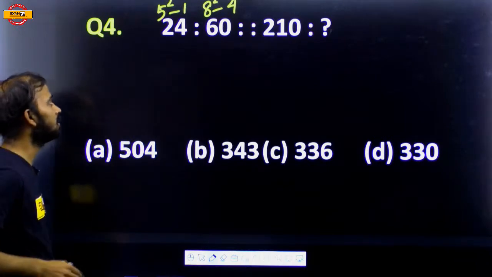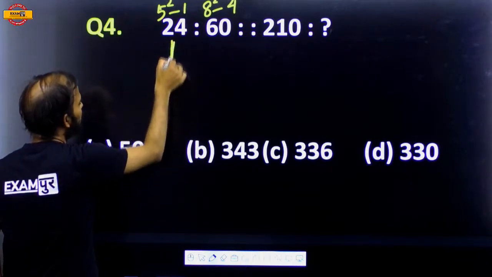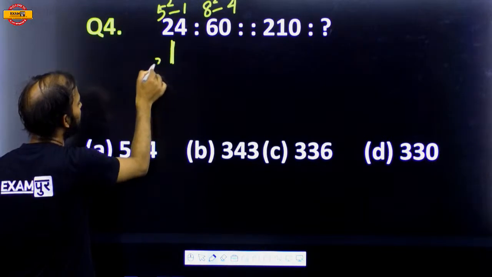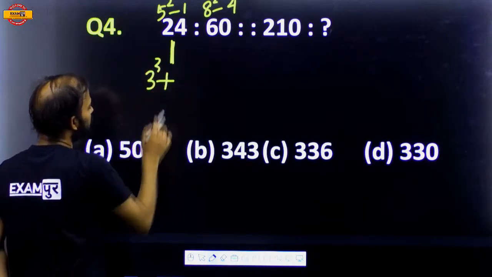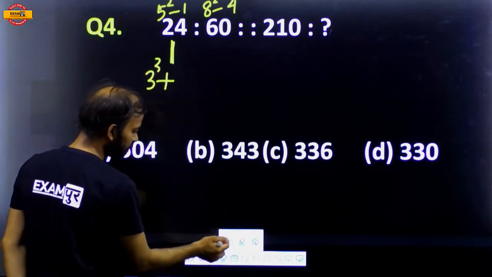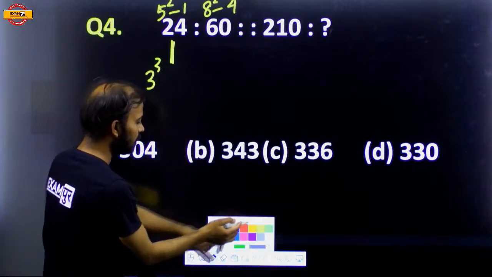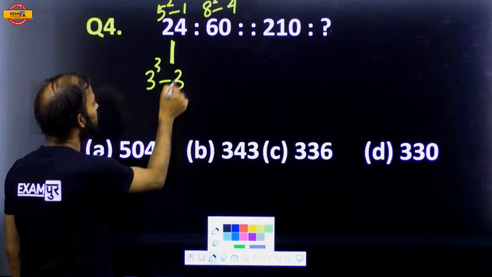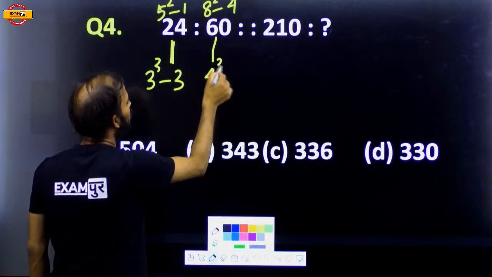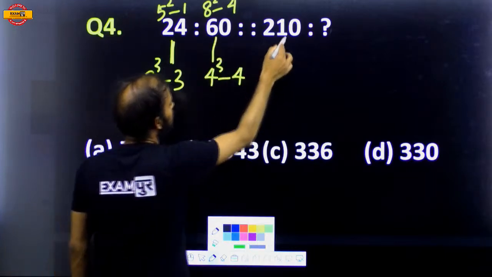What will be the answer? And 24 can also be represented as 3 to the power 3 minus 3. Similarly, 60 is what? 4 cube minus 4.